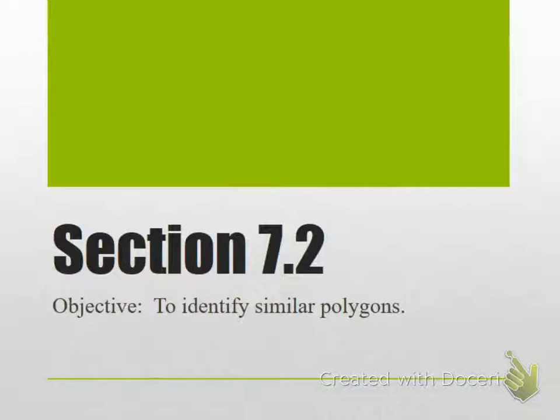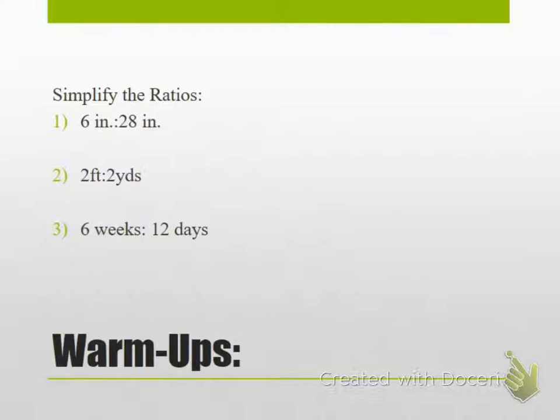Today we are doing section 7.2. We are going to identify similar polygons. In order to do that, we have to be able to use proportions, which is why that was covered in 7.1. Since we did that worksheet, we will skip through some of the warm-ups. We're going to do the simplifying ones because that was not on our worksheet. So we are going to do 1, 2, and 3.